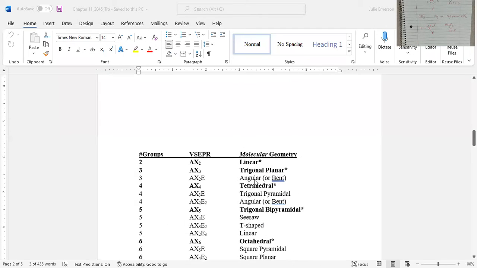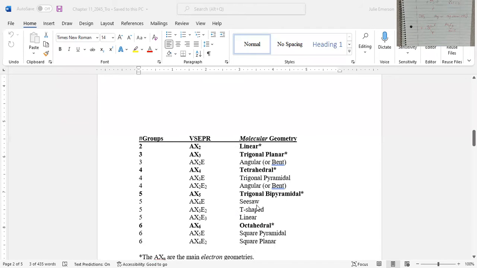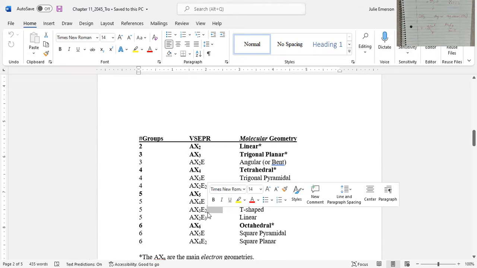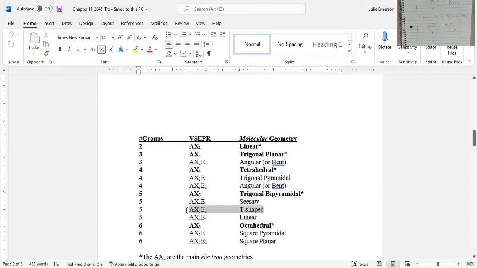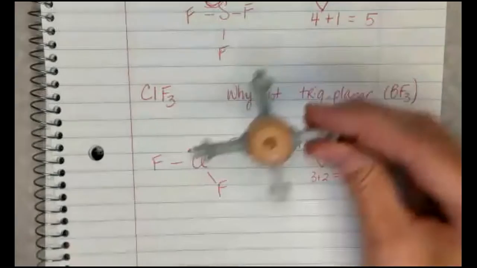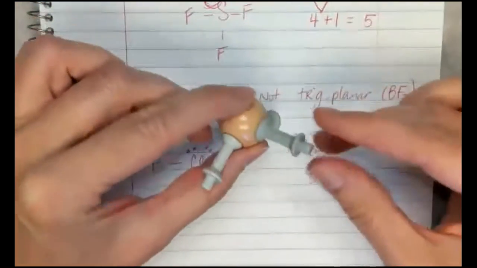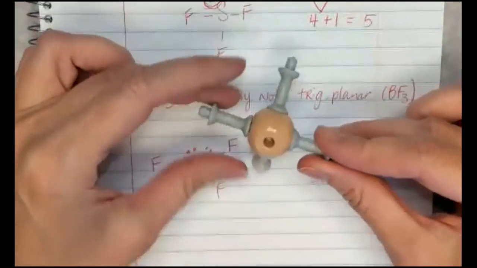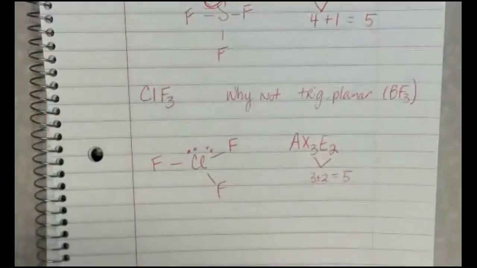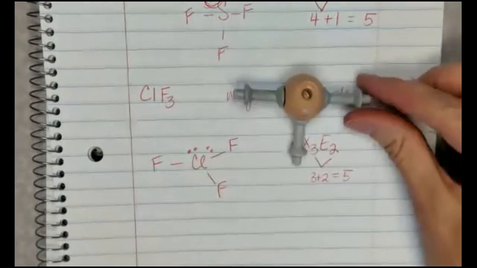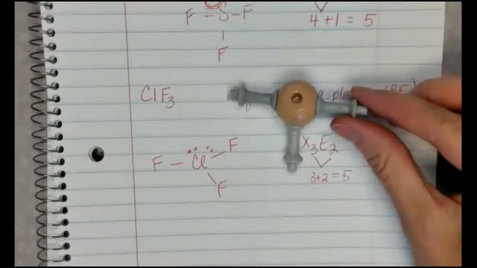But what we're looking at now, instead of the seesaw like we saw for the sulfur tetrafluoride, is that we've got the 2 lone pairs, the E2. And so now this structure is called T-shaped. So I can go back and show you the same structure. We're looking at that same AX5 basic shape, but now there's only 3 bonding elements left, right? And so I'm going to take one of these off. There we go. And you can see it looks like a T, right? So now this is T-shaped.